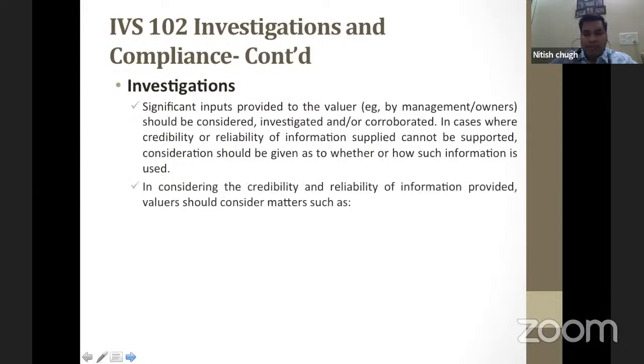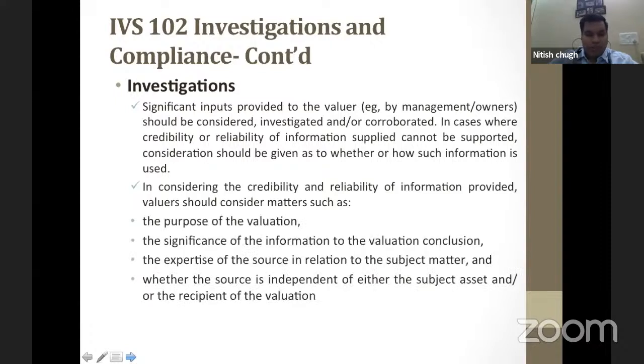In considering the credibility and reliability of information provided, the valuer should consider matters such as the purpose of the valuation and the significance of the information to the valuation conclusion. So how significant is the information to conclude the valuation? If the information is not reliable and not significant enough to have any impact on the valuation conclusion, then the same may be ignored on the grounds of materiality. The expertise of the source in relation to the subject matter: what is the expertise of the source in relation to the subject matter?